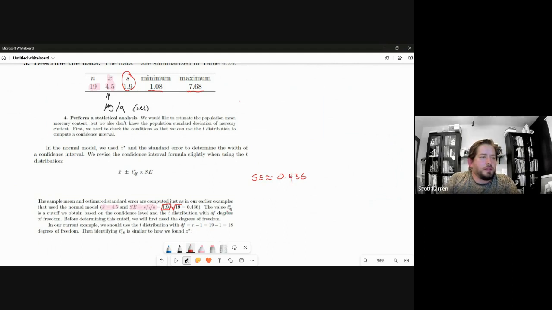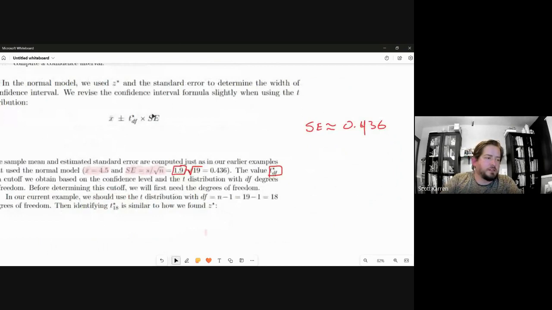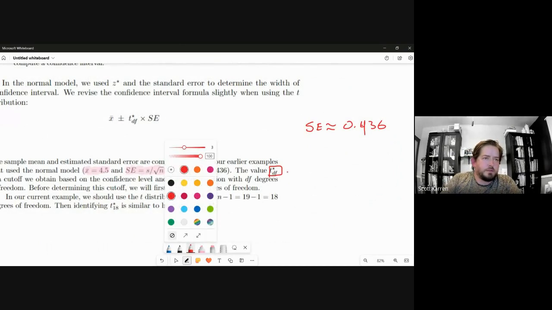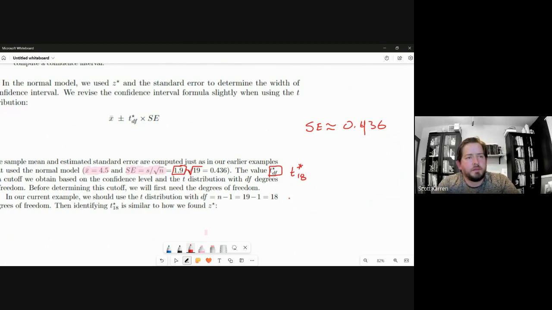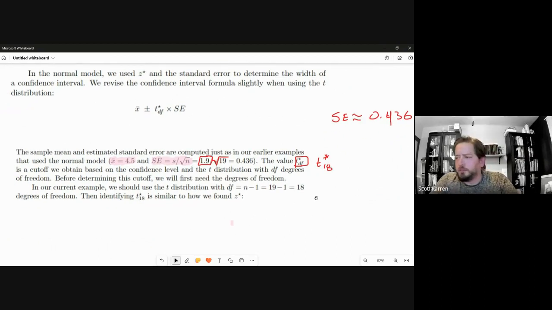Okay. And then this value, the t star, right? We're looking for specifically in this case, it's t star of 18 degrees of freedom, right? And that star is corresponding to 95% because it didn't ask us specifically to create a better or worse interval than that, right? So we need the chart, which I will share here.